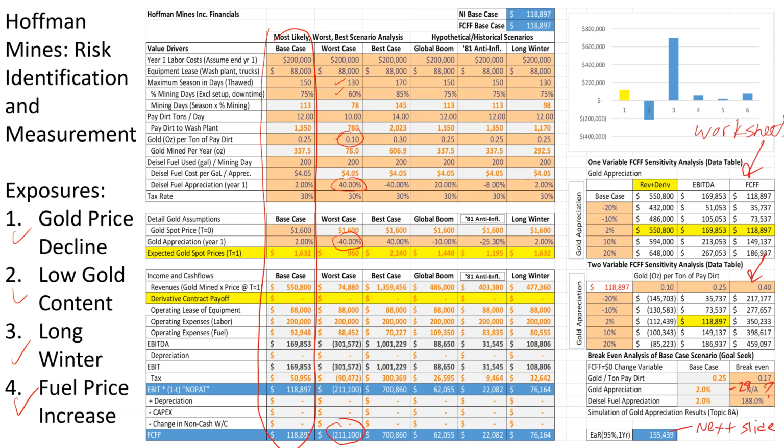In the best case scenario, everything goes right. You have a short winter. You have a lot of gold in the ground, 0.3 ounces versus 0.25. Fuel prices fall, gold prices go up, and you make $700,000. And then I did some hypothetical scenarios.